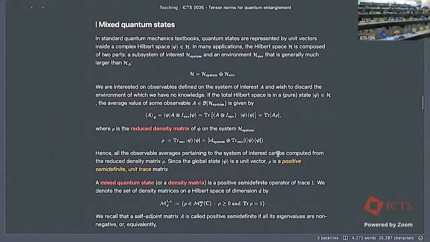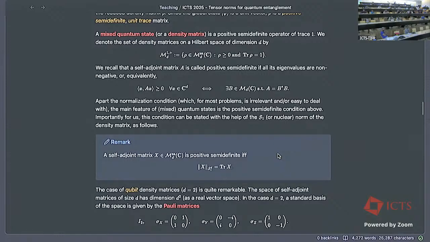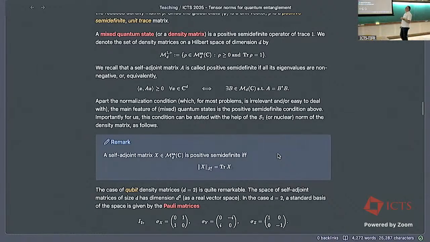So now I have my set of density matrices. Density matrices on a Hilbert space of dimension D are just D by D self-adjoint matrices which are positive semi-definite, a notation I will use to denote positive semi-definite, and have unit trace. So this is nice because this is now convex. One way to see this is that you have this convex cone of positive semi-definite matrices, and then I slice this convex cone with this normalization condition, trace equals 1, so I get a convex set. Good.